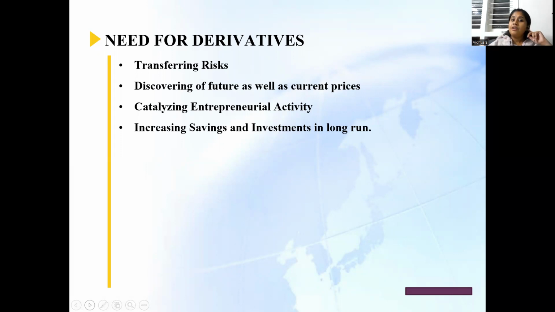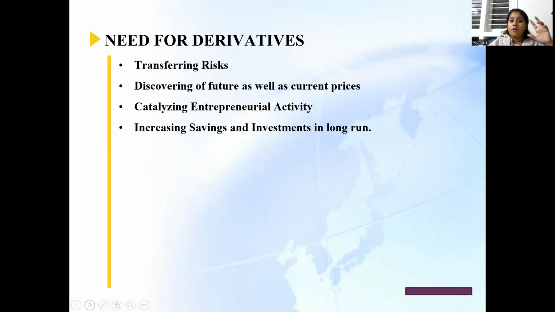Next, discovering future as well as current prices. This is what I was trying to do: you're going to discover future prices plus the current prices. You're going to predict, whether predict is actually the right word, that prices will increase in future or might go down. So you are predicting in advance what is going to happen.